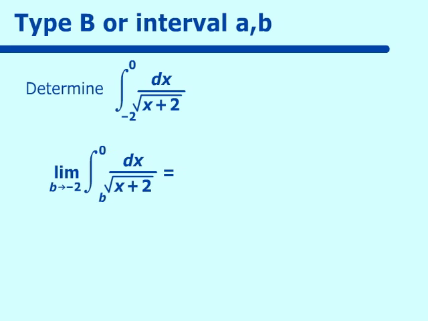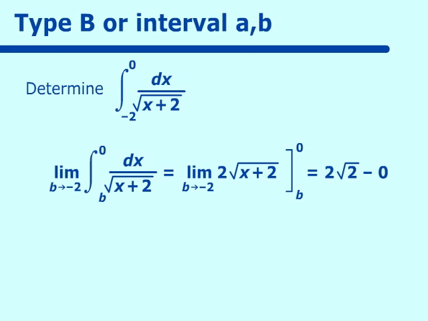The antiderivative of this is square root of x plus 2 times 2. And we do limit as b approaches negative 2 from b to 0. Substituting in the numbers, we put in the 0 first and we get 2 square roots of 2 minus, and when we put b in and it is negative 2, we actually get a 0 for the square root. So it's minus 0, so that answer becomes 2 square roots of 2. We knew we were going to get an answer for this because we have a square root in the denominator, and when we take the antiderivative of a square root in the denominator, it becomes a square root in the numerator. So think through those possibilities as you do this type of integration.